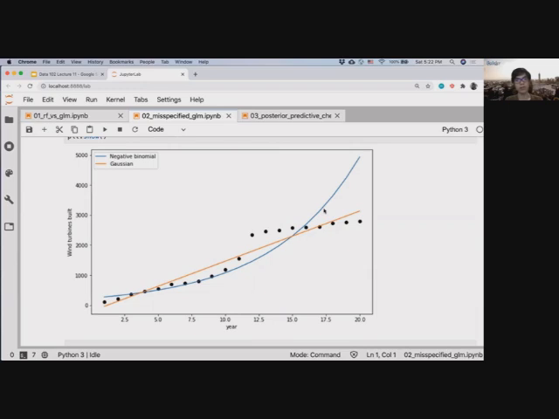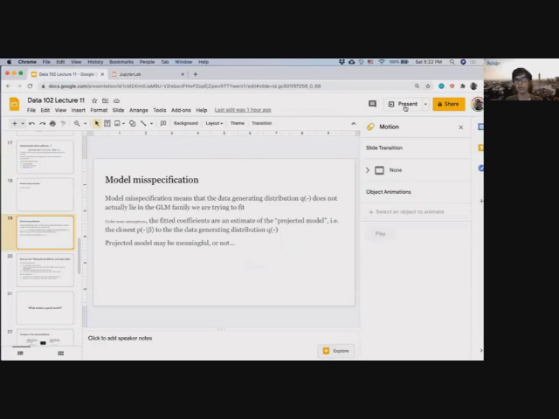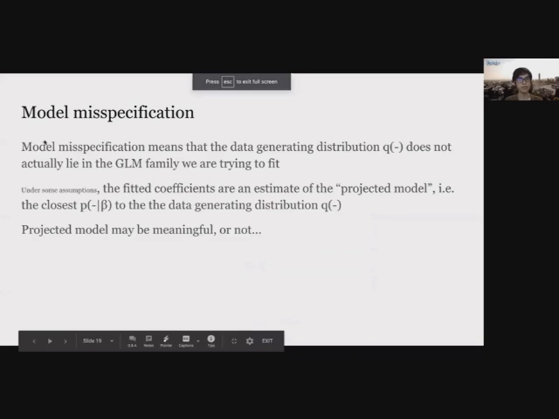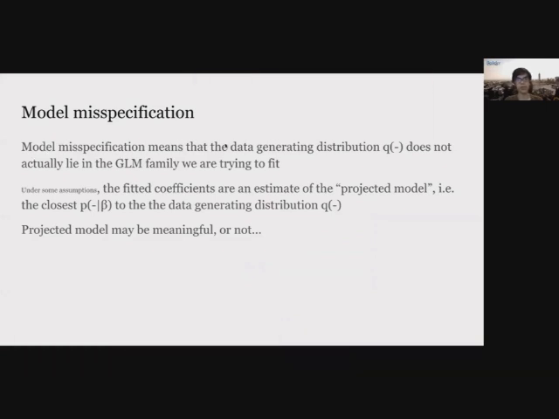Okay, but in some cases, the model may actually still be meaningful despite it not being a perfect fit. Okay, so let's go back to the slides and let me try to elaborate a bit more about what they mean. Okay, so to recap, what is model misspecification? It is what happens when the data generating distribution for the labels Y does not actually lie inside the GLM family that we're trying to fit, whether it's linear regression or Poisson regression or something else.